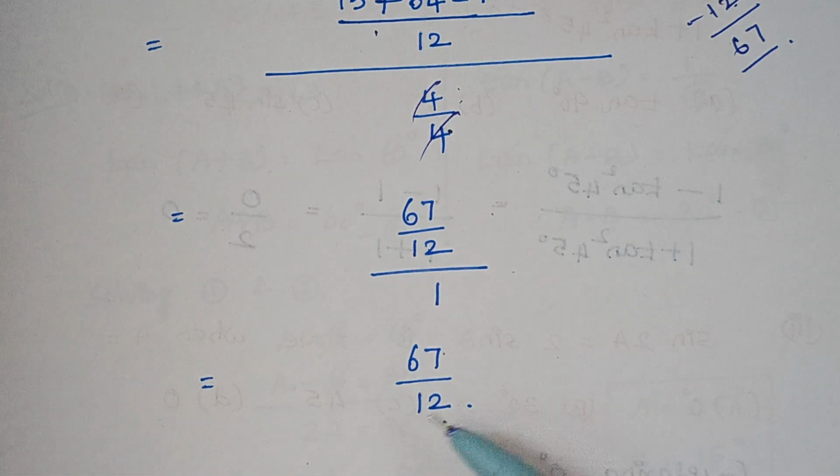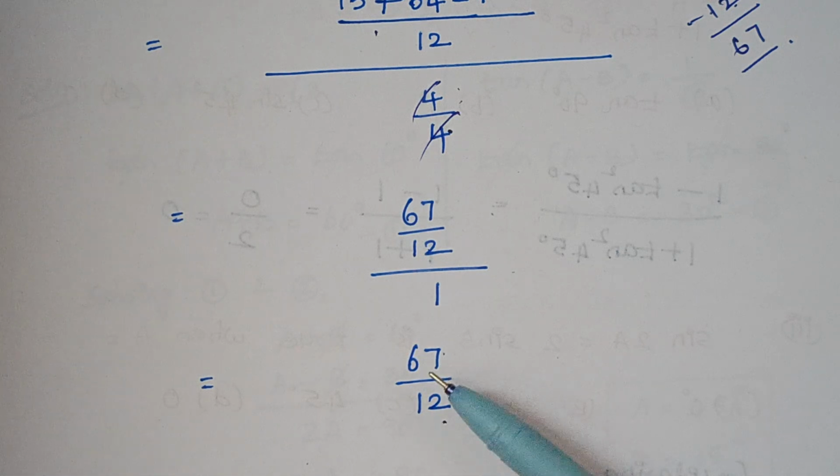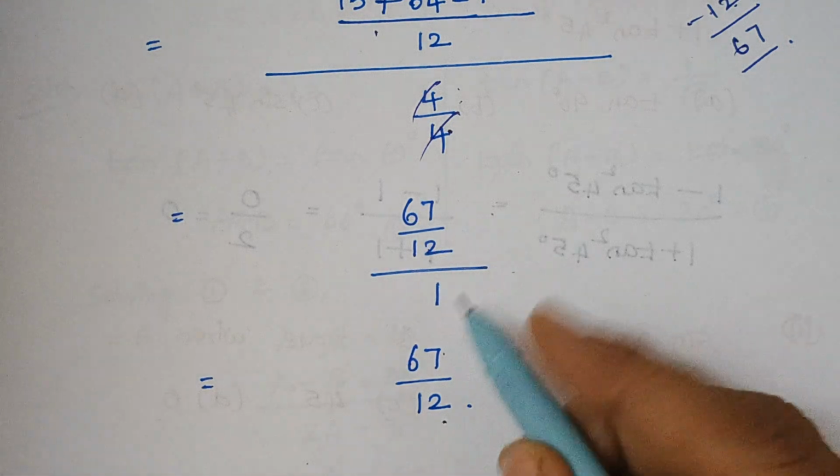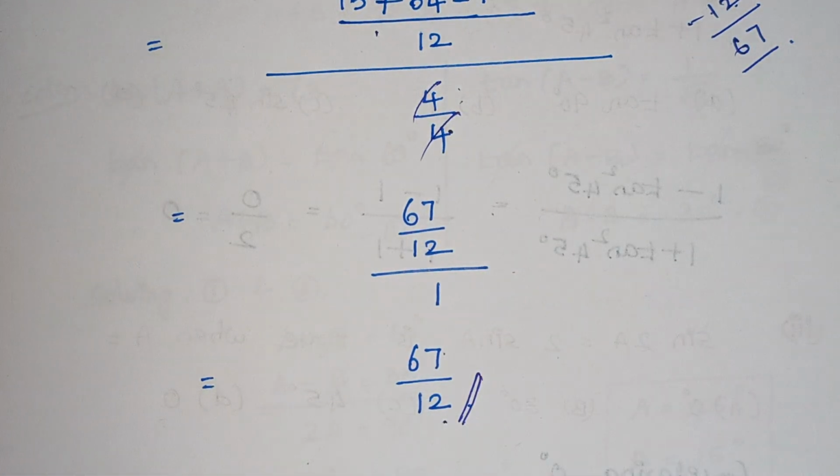So here the final answer is 67 by 12 here. If this number is divisible by 12, then we will be getting the answer as a single number, not as a ratio. Since 67 is not divisible by 12, we are leaving this answer as such.